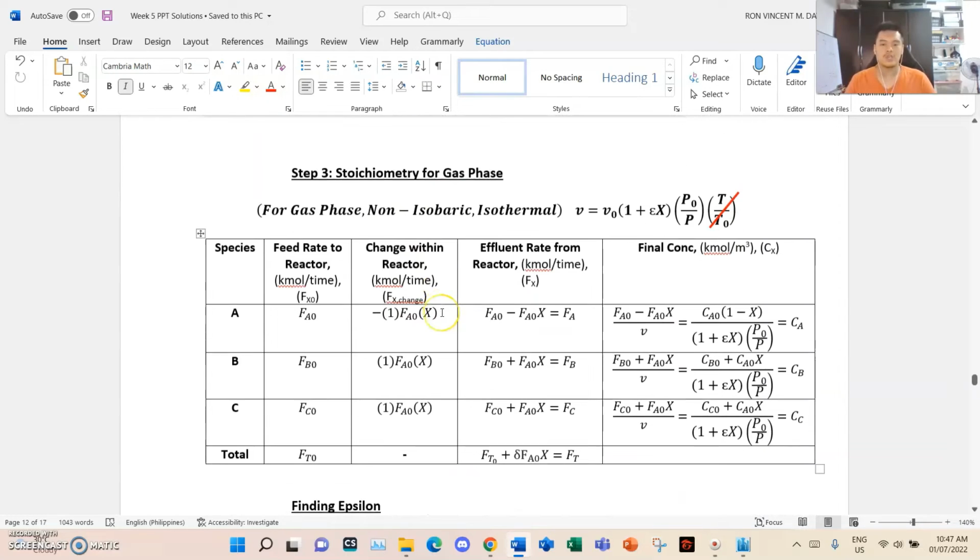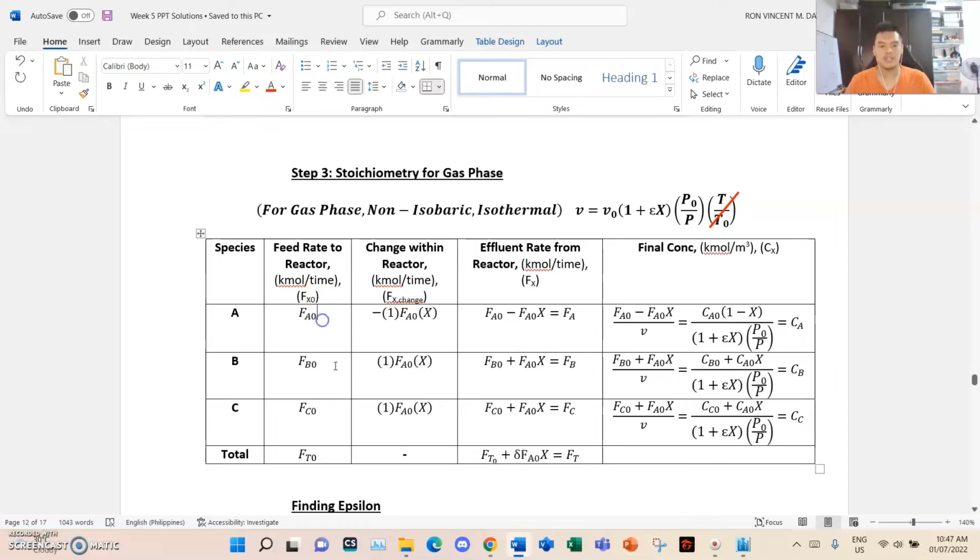And the stoichiometry for gas phase. So since we're dealing with gas phase and isothermal, this equation would stay the same. However, this one would be equal to 1 since again it is isothermal. And doing a feed rate, doing the following procedures: feed rate to reactor.